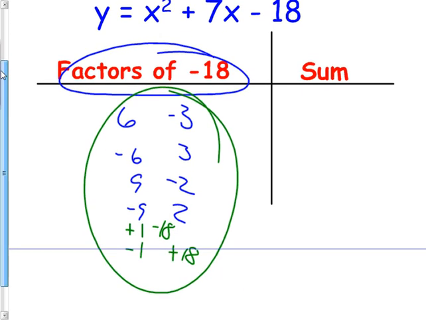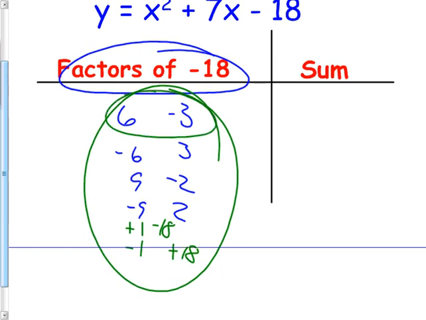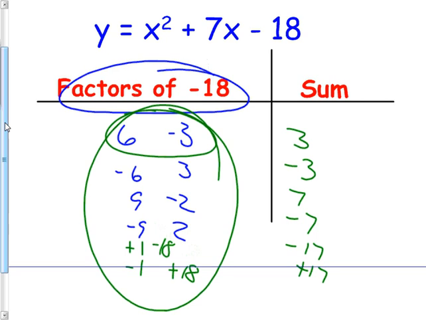Now let's do their sum. These add up to, no it doesn't, 6 minus 3 is 3. This one's negative 3. This one's 7. This one's negative 7. This one's negative 17. And that one is positive 17. Do you get, by looking at this problem, which one has to be the right answer? The one that has a sum of 7, because that's the middle term.